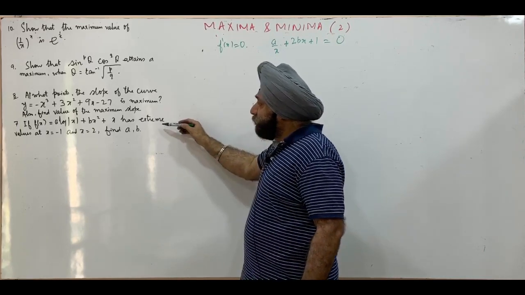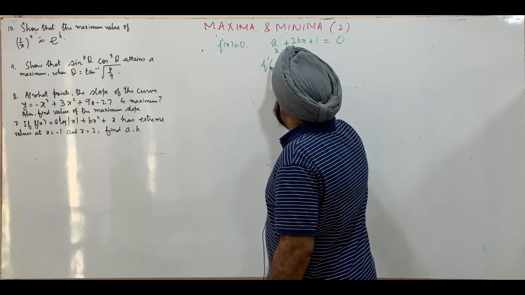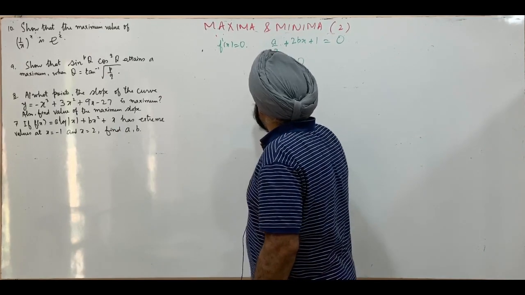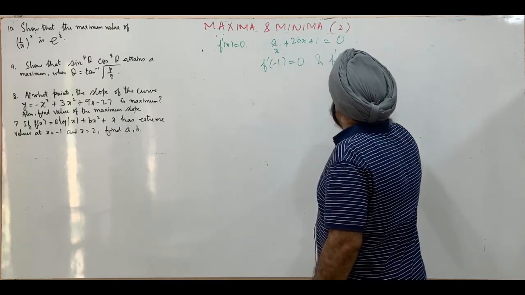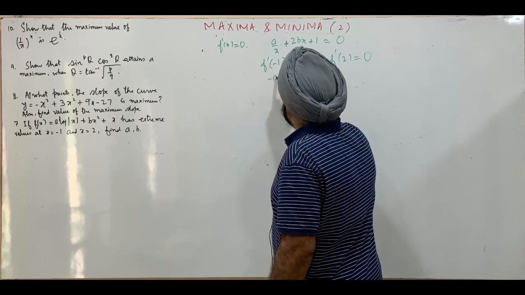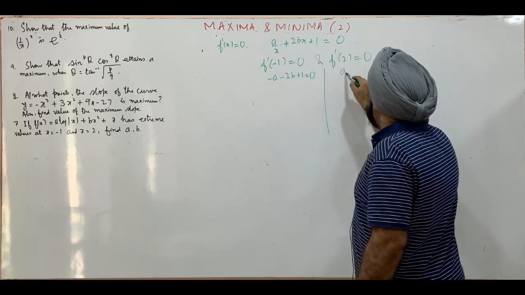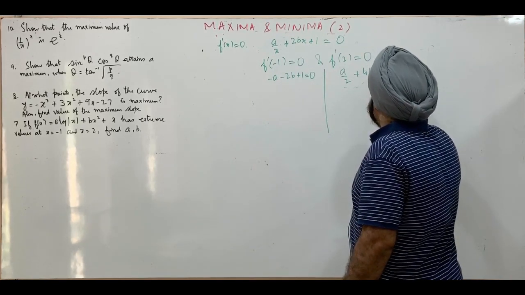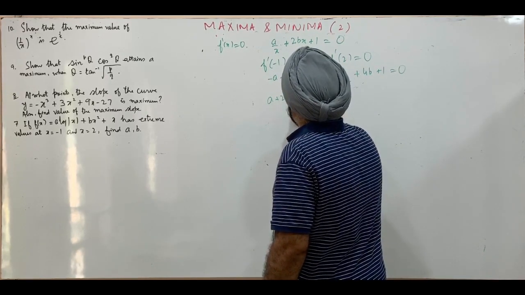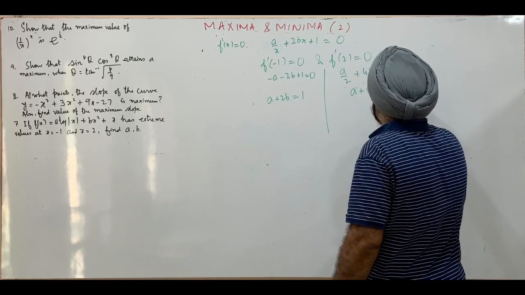We are given this function has extreme values at x is equal to minus 1 and at x is equal to 2. So this means f dash of minus 1 will be 0, and f dash of 2 will also be 0. We substitute values. This is minus a minus 2b plus 1, this is 0, and this is a by 2 plus 4b plus 1, this is 0.